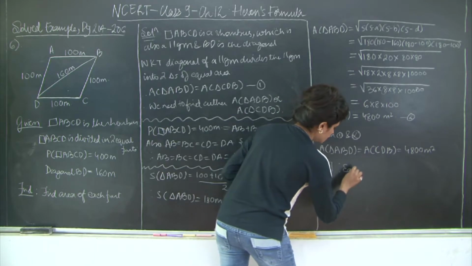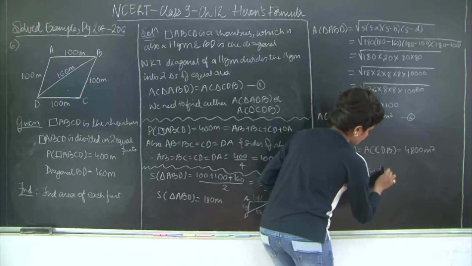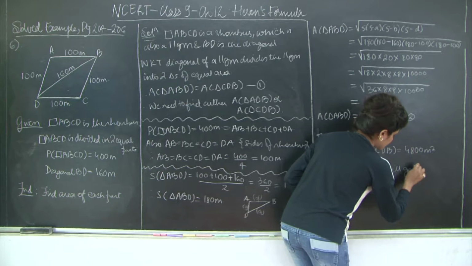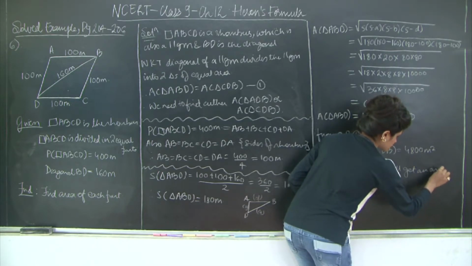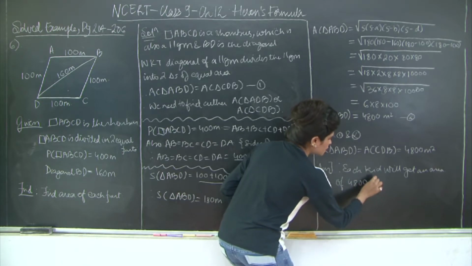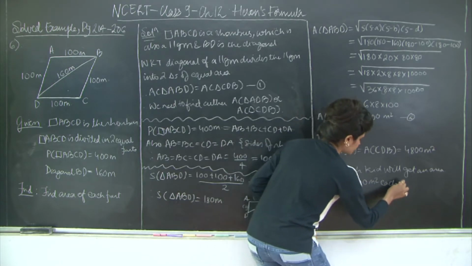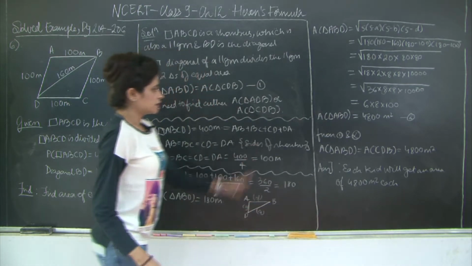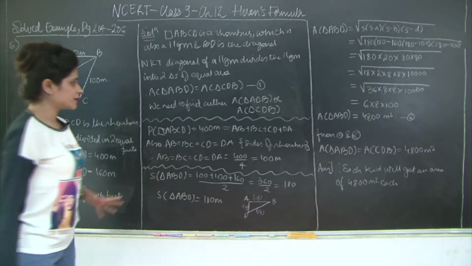Therefore, each kid will get an area of 480 meters square each, right? So this is the solution.